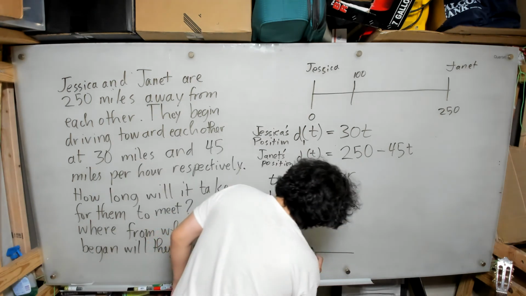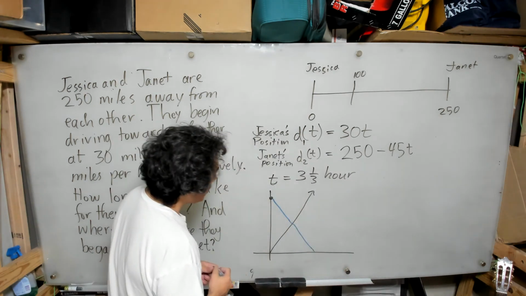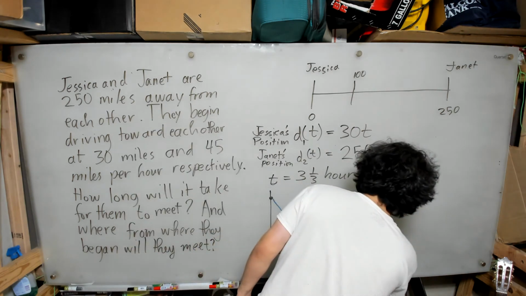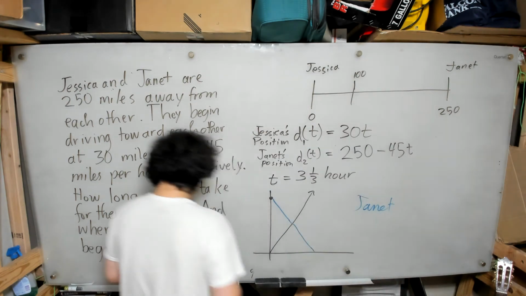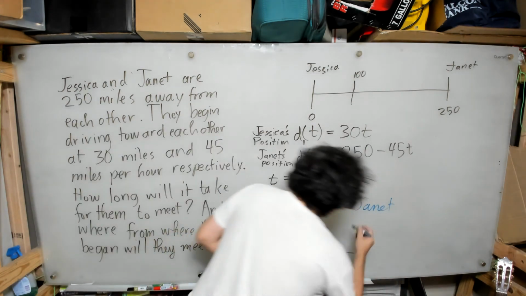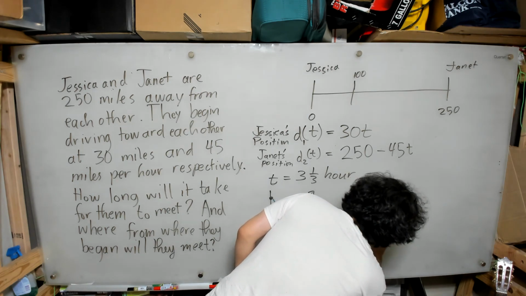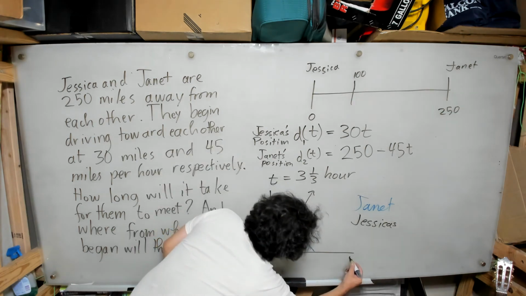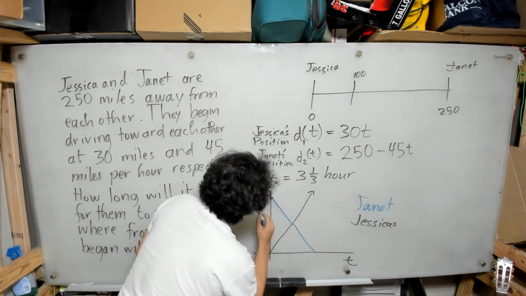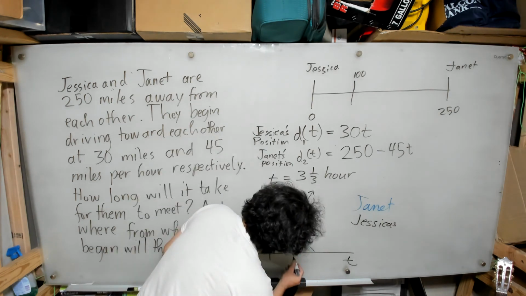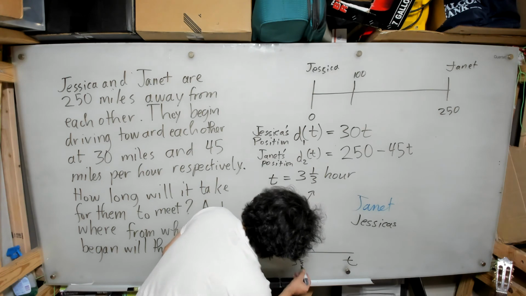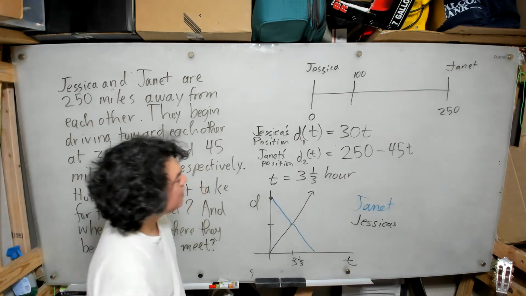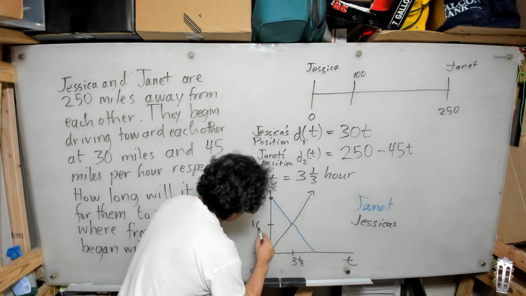And what we can see is that this is the y-intercept of Janet's position. So Janet's is the blue line, as you guys are already aware. And of course, Jessica's line is the black one. Let me just label that here. In this case, this is our time axis, and this is our distance axis. We know that they meet at the time 3 and 1/3 of an hour. And in terms of the distance, they met at d equals 100.